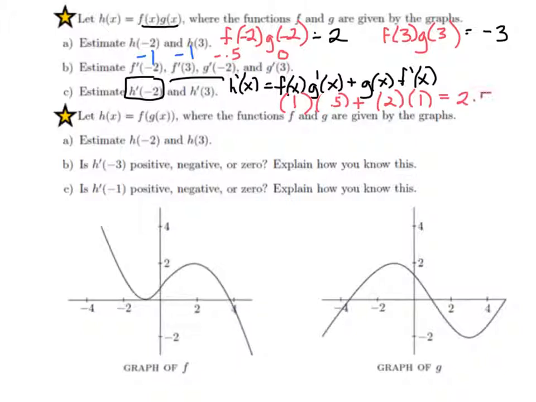Now, I'm running out of room here. I'm going to rely on the fact that you could plug 3 in and handle that, f of 3 multiplied by g prime of 3. Again, we created all of those up in A and B.